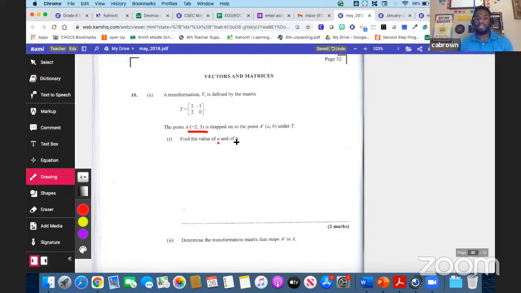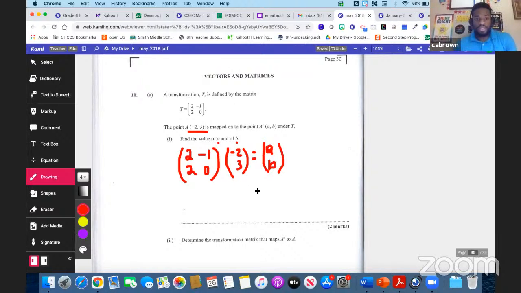Now, pretty much what this is saying is that we have the original, which was A, which was given, and we need to find the image. We're already given the transformation, which is (2, -1; 2, 0). We're also given the point that is being mapped, which is (-2, 3). What we can do to find the values is, of course, multiply. So this is going to give us what a and b will be equal to.